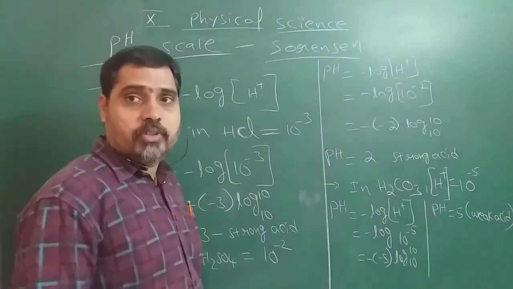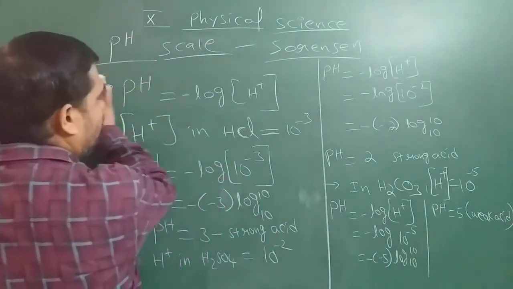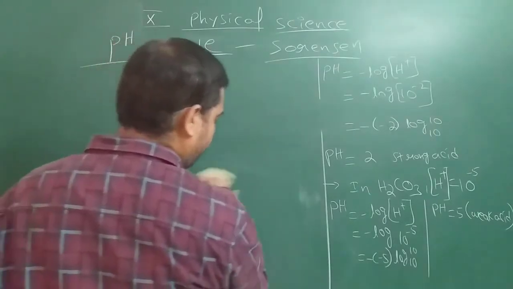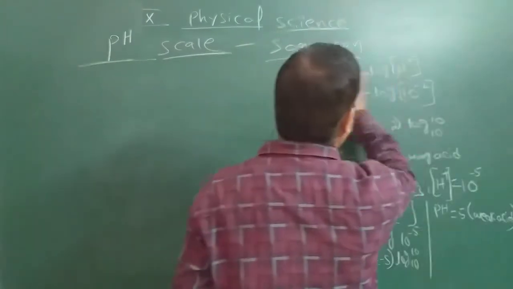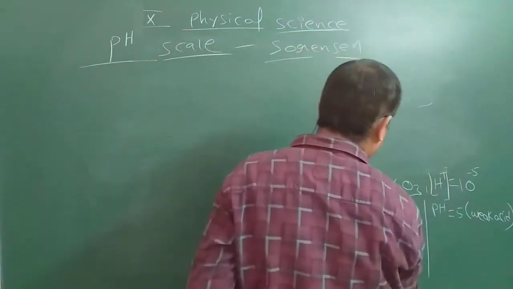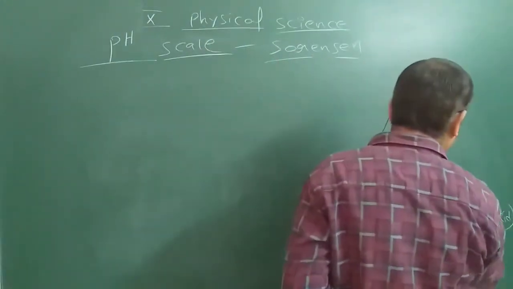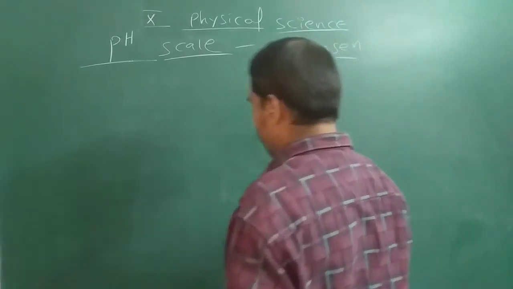Now let us discuss some more calculations, children. We discussed two strong acids and one weak acid. Now let us go for one more weak acid and see how to calculate the pH value. In this session we are going to determine whether the given solution is a strong acid or weak acid.